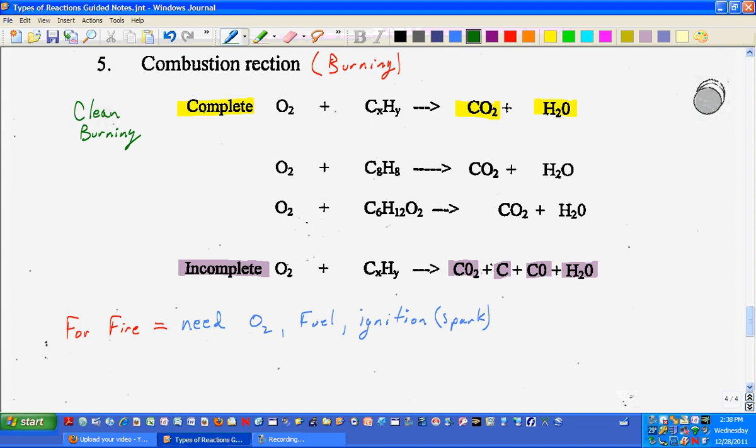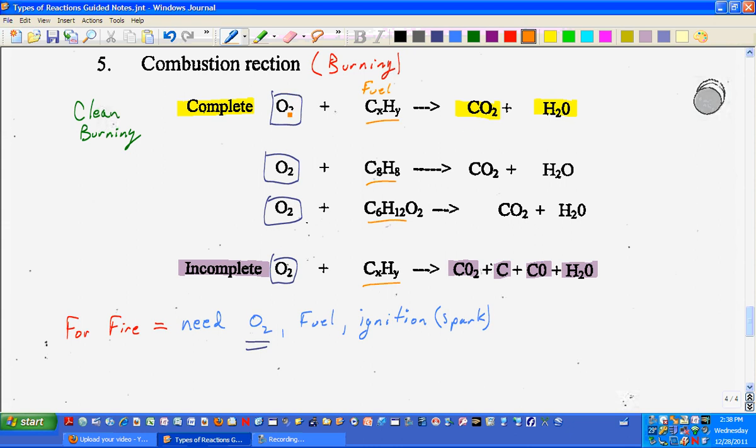With either type of combustion, don't be fooled into looking at the reactant side of the equation. The reactant side will always have oxygen on it because we said that we would need oxygen for a fire. This is our fuel. The fuel is typically a hydrocarbon, but it can be anything. So this is our fuel in each case. And again, we get our products.